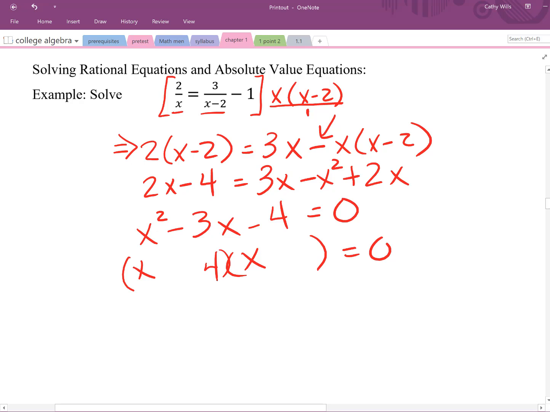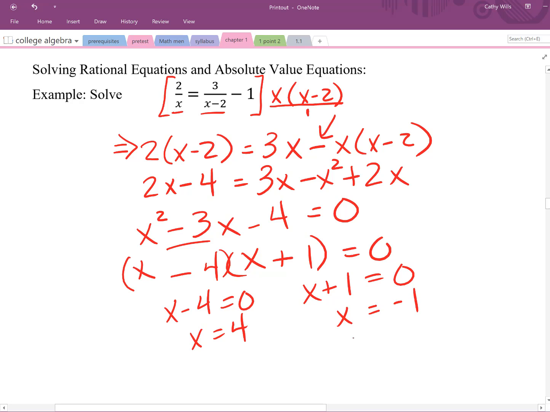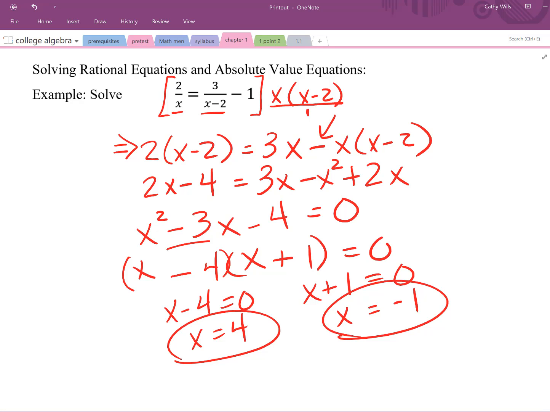4 times 1 is 4, and negative 4 plus positive 1 will give me my negative 3 in the middle. So if these two factors multiplied together give me 0, it means that one of them actually is 0. So x minus 4 is 0, x plus 1 is 0, therefore x equals 4, and here x equals negative 1. So these are the two solutions that work in that quadratic. And they should both work in the original equation because we didn't add any solutions by squaring both sides. We just multiplied by some factors, so we didn't do anything that would cause us to gain solutions.